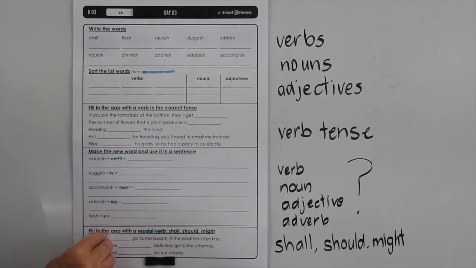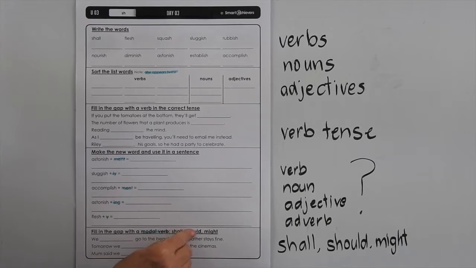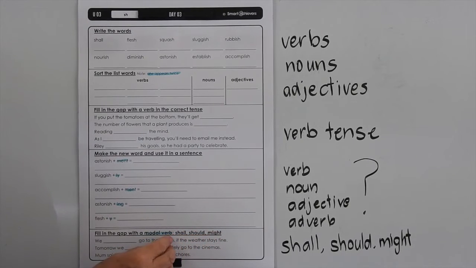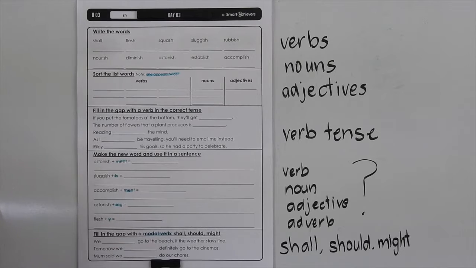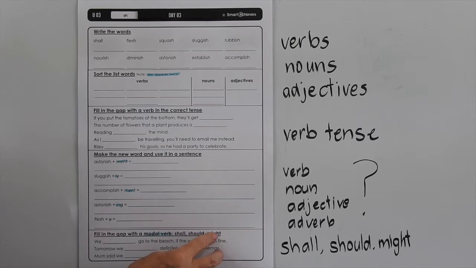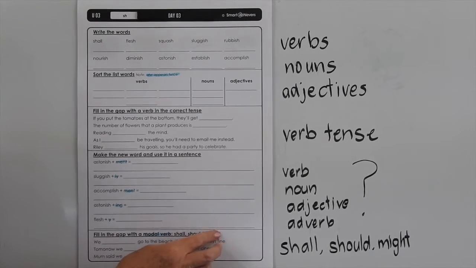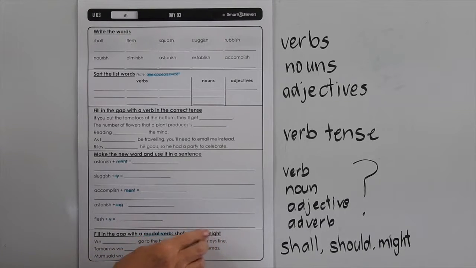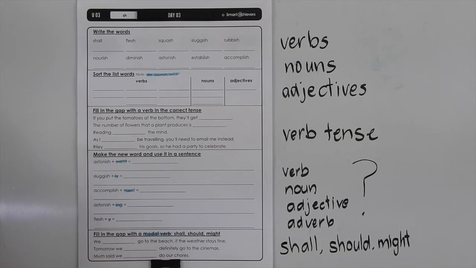So down the bottom, fill in the gap with a modal verb: shall, should, or might. Now a modal verb just indicates the intensity of meaning. So you shall go to the beach means you definitely will. You should go to the beach. Well, it's a nice day, you've probably got time, you should do it. And then you might do it means it's something you could do, but it might be questionable whether you do it. So these words have different intensity and you have to use them accordingly in the three sentences that we've given you.